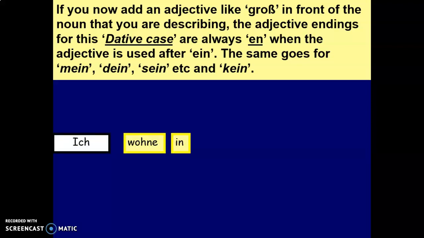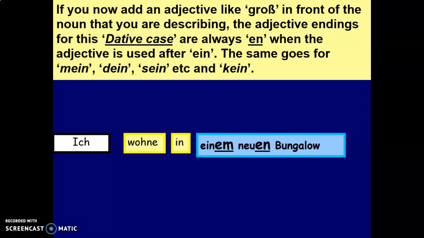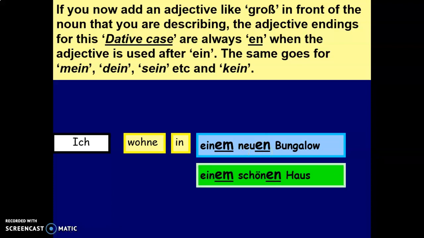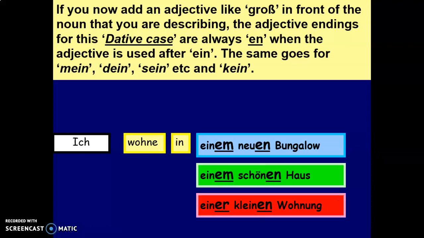Ich wohne in einem neuen Bungalow. So you can see we've got in einem neuen Bungalow. So the adjective ending is en. Ich wohne in einem schönen Haus. En, in a beautiful house or in a lovely house. Ich wohne in einer kleinen Wohnung. So the adjectives all take en. En, en, en.